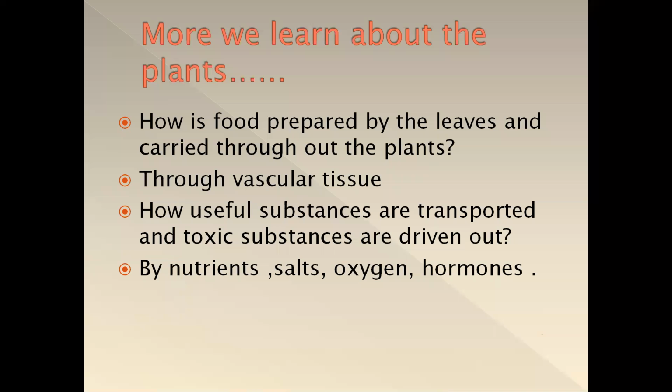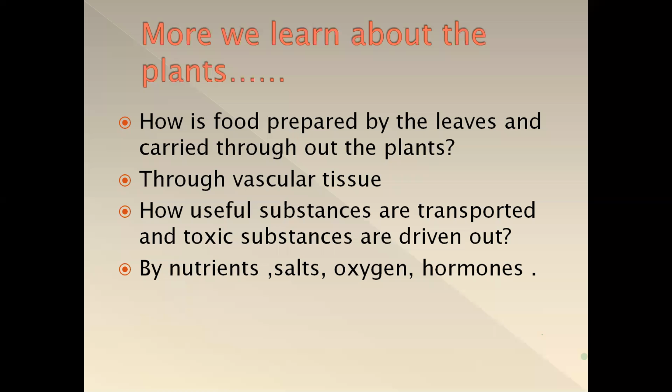So how are useful substances transported and toxic substances driven out? How do they take in what is needed and send out what is not needed? How is it possible? What magic is this plant doing? Exactly. With the help of nutrients, salts, oxygen and hormones. Without these 4 necessary things, a plant cannot transport any food substances and also cannot drive out any toxic substances. You understood? Okay. So the nutrients that are involved, the salt, the oxygen and the hormone that are involved.